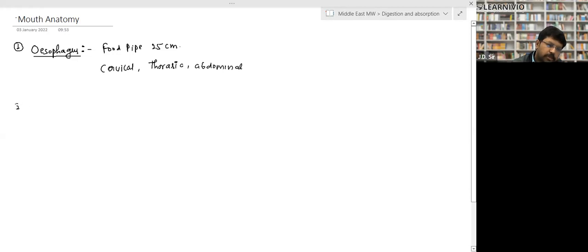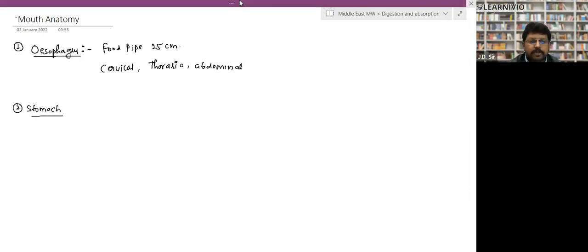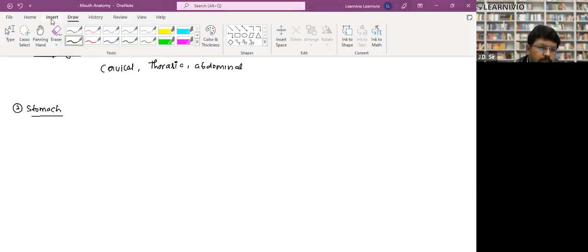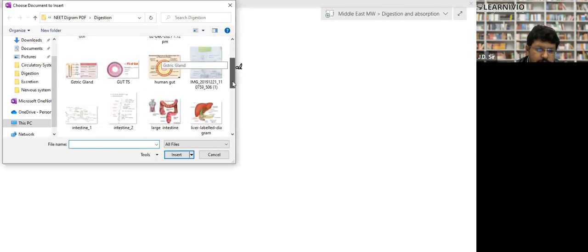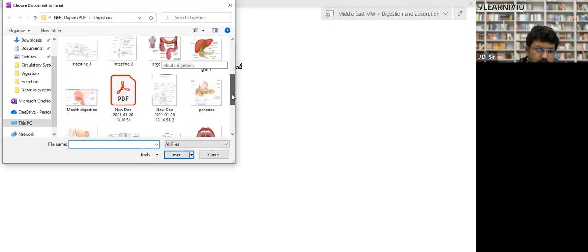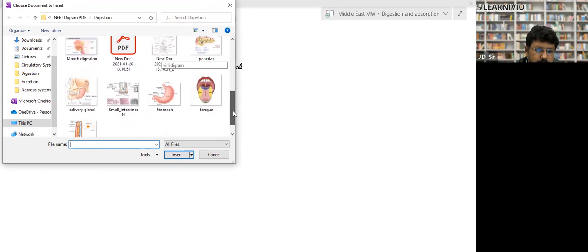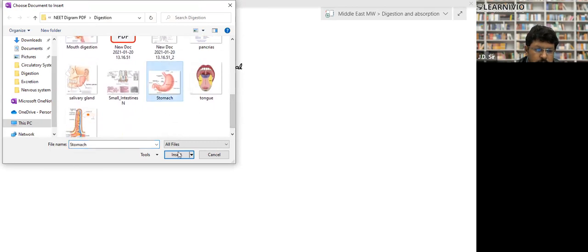Next structure is stomach. Anatomy of stomach. Now let's discuss this stomach. Before discussing the stomach, I want to show you a diagram of the stomach. Look. This is this.